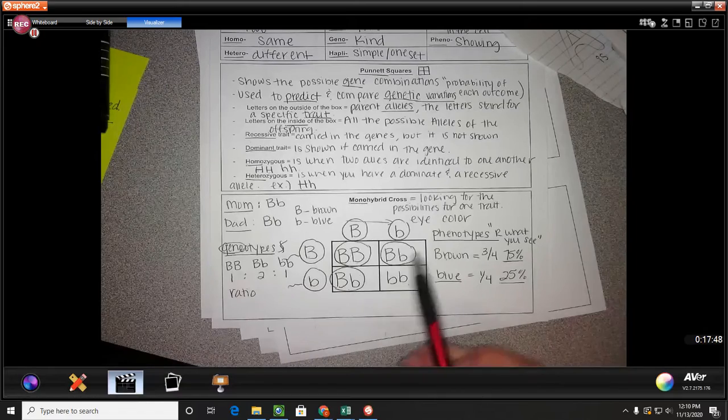All right, one thing I always hear a lot from my kids too is it doesn't matter what letter I put first, the little b or the big B. And the rule of thumb I go by is I always put the dominant in front of the recessive. It shows that it's more dominant and overpowering the recessive trait. So I always go by big letter, little letter.